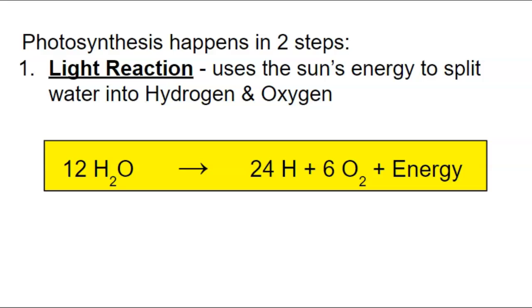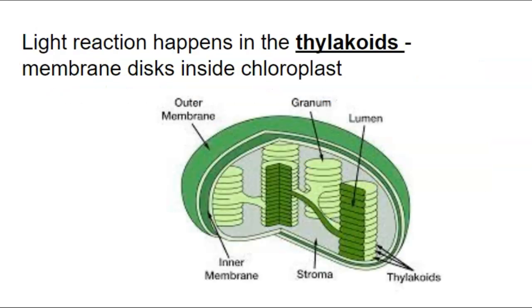Underneath this light reaction, I want you to write down where it takes place. So the light reaction happens in the thylakoids, and these are our membrane discs that are inside the chloroplasts. So the thylakoids, they're the little pancakes, one little pancake. All right, so little membrane discs inside of the chloroplast.